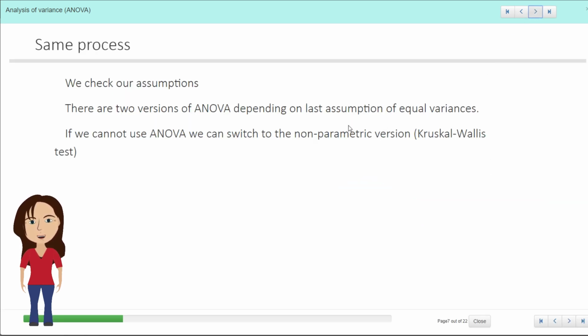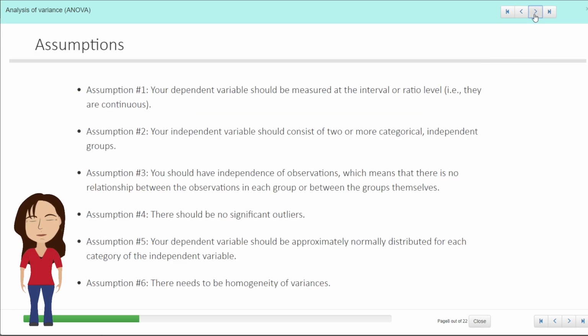So when we want to use analysis of variance to check the means, the process is very similar to the t-test. We check all our assumptions. There are 2 versions of it depending on this last assumption of equal variances. And if there are a lot of problems with the data, we can switch to a non-parametric test. In this case, it's called the Kruskal Wallis test. But I will say that the analysis of variance is pretty robust. It holds up fairly well, even if your data is not perfect.